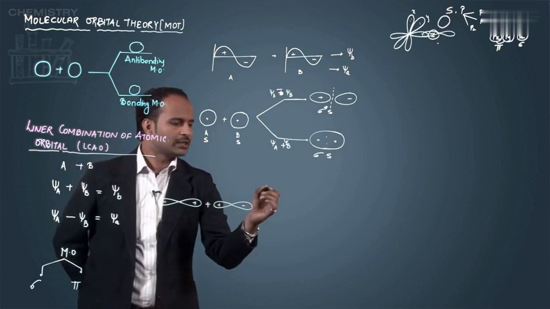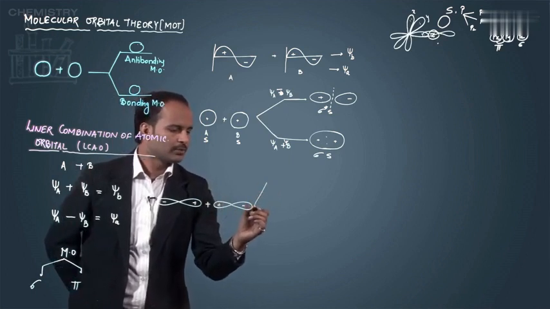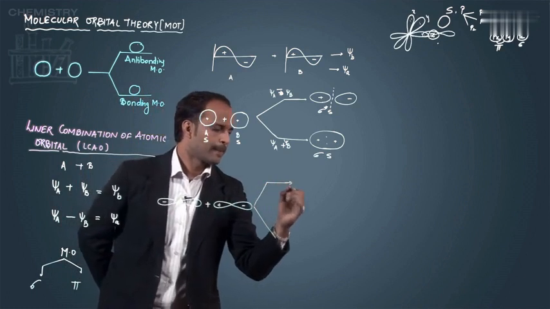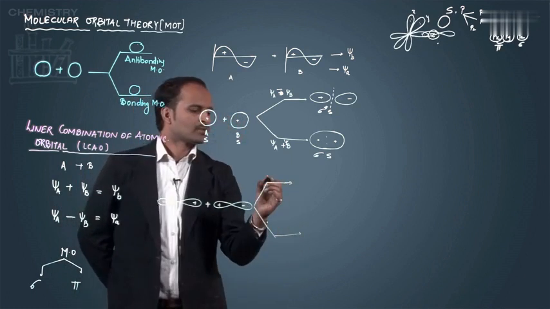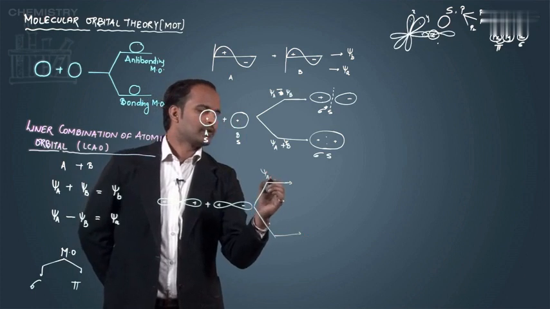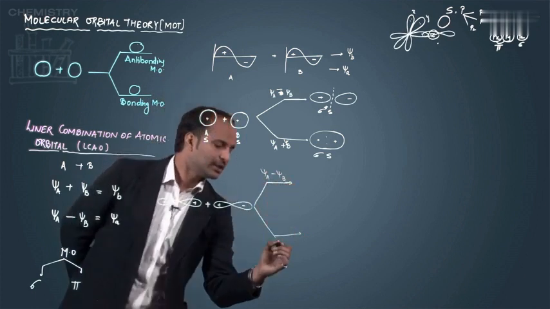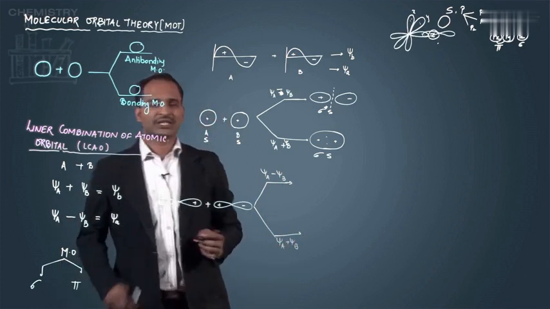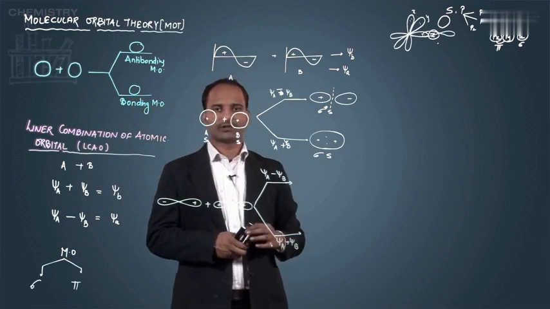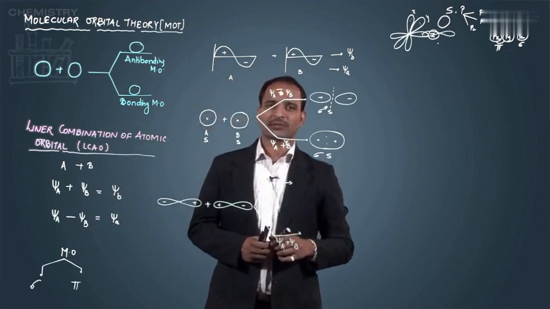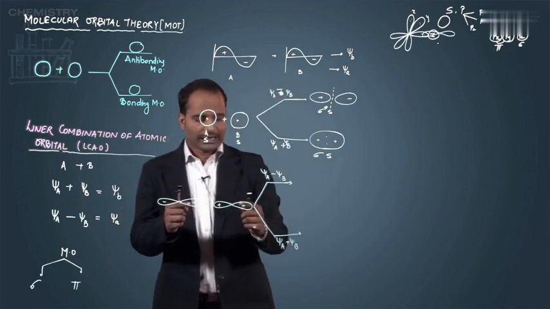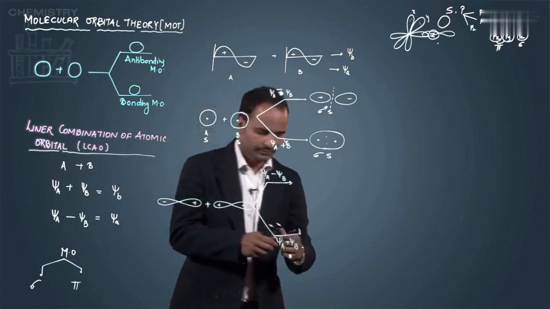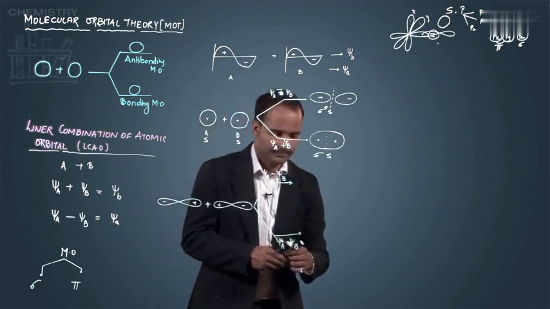Again, if two pz orbitals are overlapping, then again two possibilities will be there. That is the same, subtraction and addition. If addition is taking place, then a bonding molecular orbital will form with the lower energy, and if the subtraction is taking place, then anti-bonding will form. So in the addition, what will happen? These two atomic orbitals will overlap, and we'll get this shape.